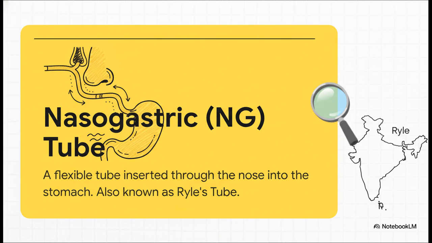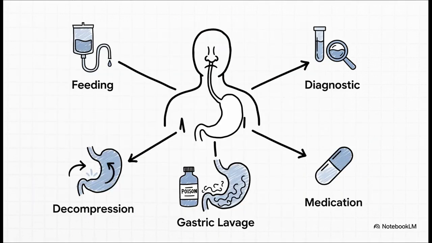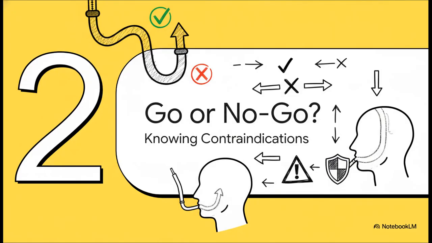Oh, and you might hear it called a Ryle's tube, especially in certain parts of the world. It's the exact same thing. And the versatility of this little tube is just amazing. I mean, we use it to give nutrition, to relieve pressure from a blocked-up gut, to wash out the stomach in cases of poisoning, to give meds. You can even use it to get samples for testing. It's a real workhorse.